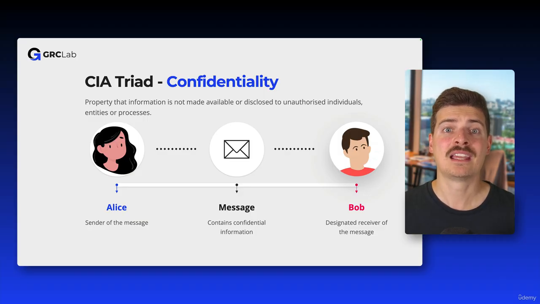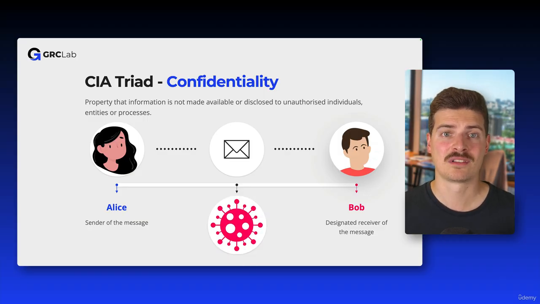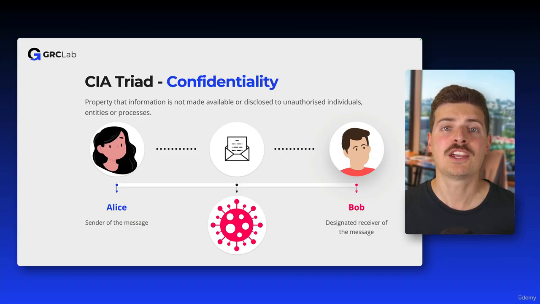Now imagine a third person gaining access to the message after it has been sent. If the attacker manages to do so, he is able to read the content of this message, and therefore the message is no longer confidential. This is what we call a violation of the confidentiality security objective and can have serious consequences depending on the nature and content of this message.